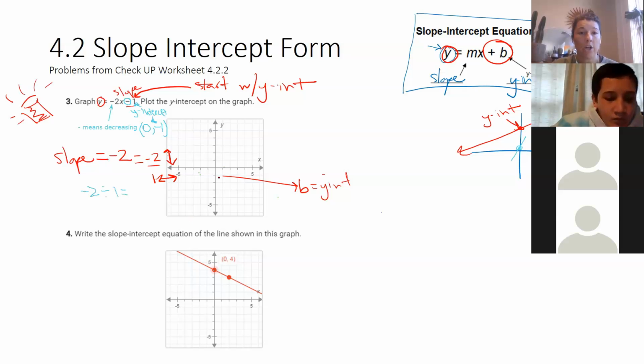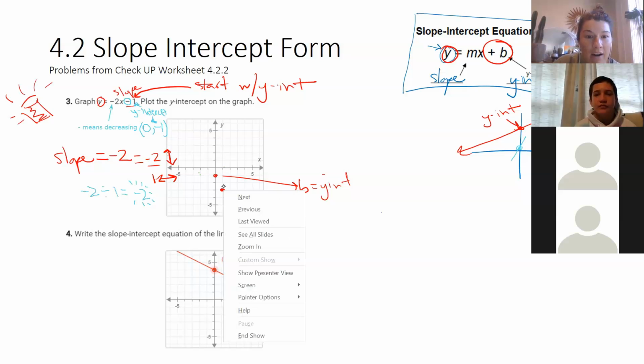Beautiful. So from that coordinate pair, I'm going to go down 2 and I'm going to go to the right one. So I'm going to go down 2 to the right one. And that is another coordinate pair on our graph.